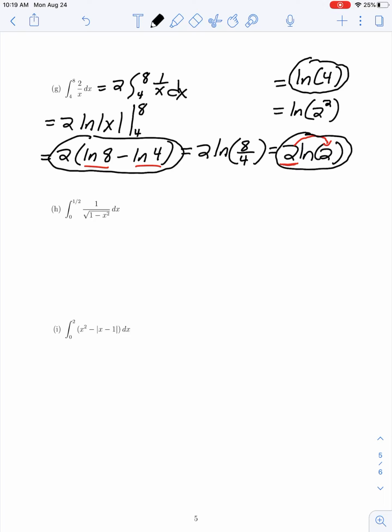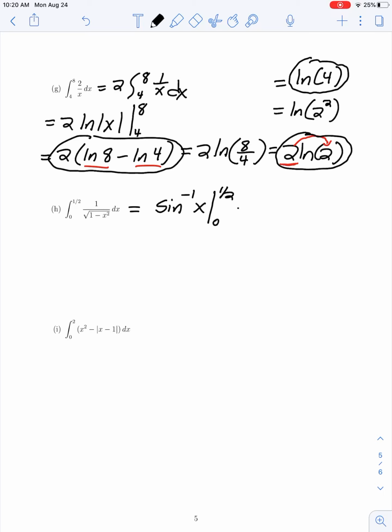In part H, we have the integral from 0 to 1/2 of 1 over the square root of 1 minus x squared with respect to x. So we need to find an antiderivative of this function. So recall that the antiderivative of this function is a little bit tricky. 1 over square root of 1 minus x squared is the derivative of the arcsine function. So here, the antiderivative of 1 over the square root of 1 minus x squared is arcsine of x, which we would then evaluate from 0 to 1/2.